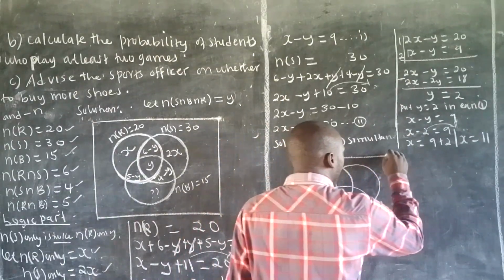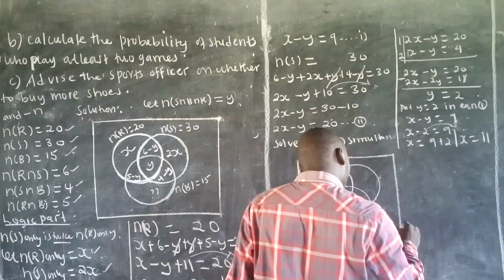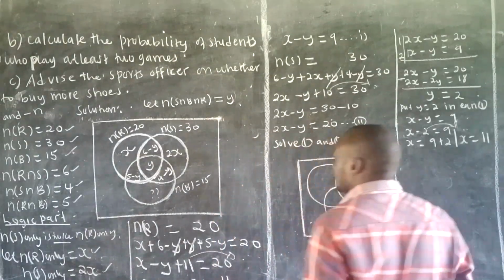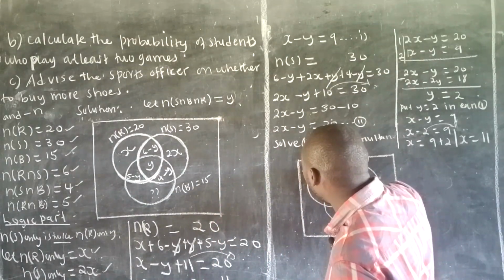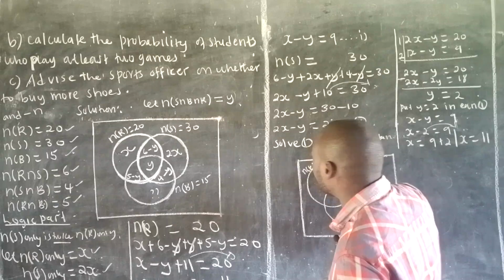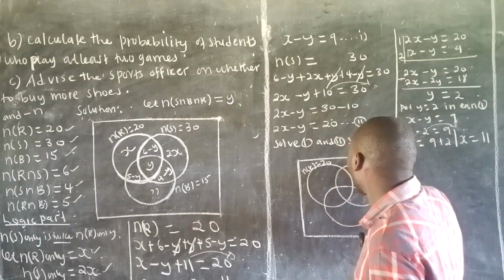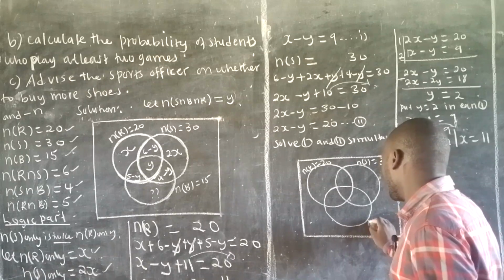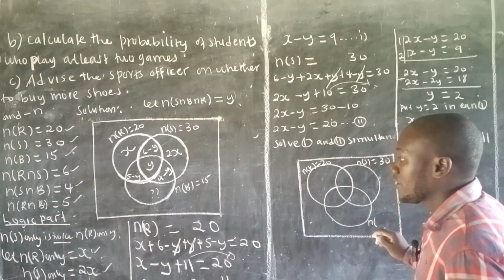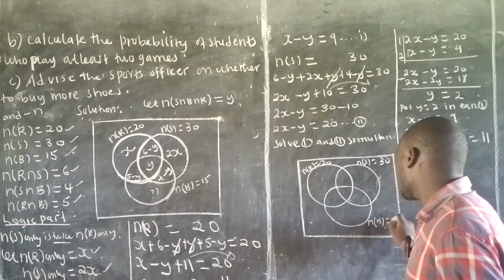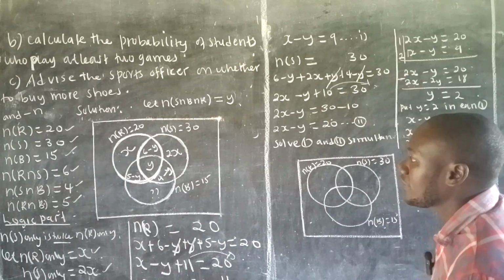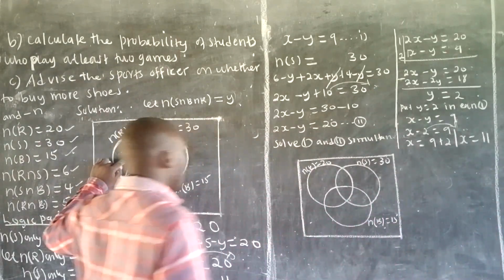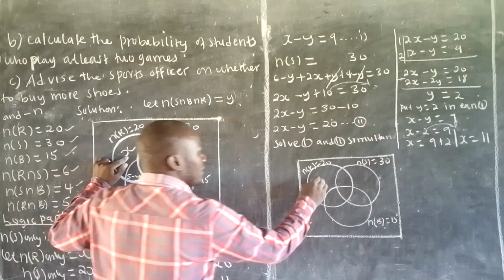Please, personally, I'm using a freehand, but for you, you shouldn't use a freehand. Use a compass. So the number in R is equal to 20, and the number in S is equal to 30. Then the number in B equals 15. Now we have everything at hand. Now what is x? x is 11. Therefore here x is 11, so I'll put here 11.